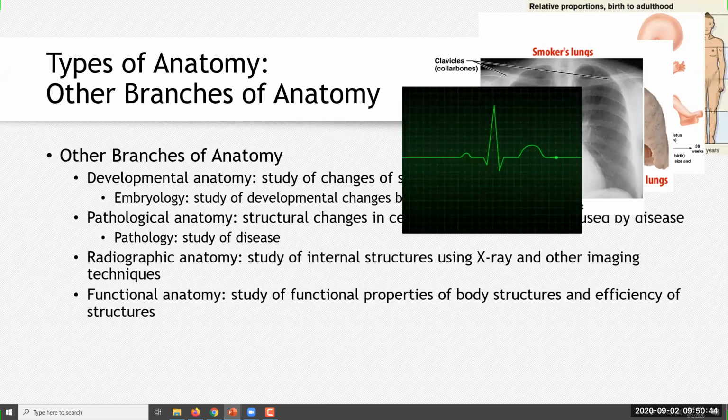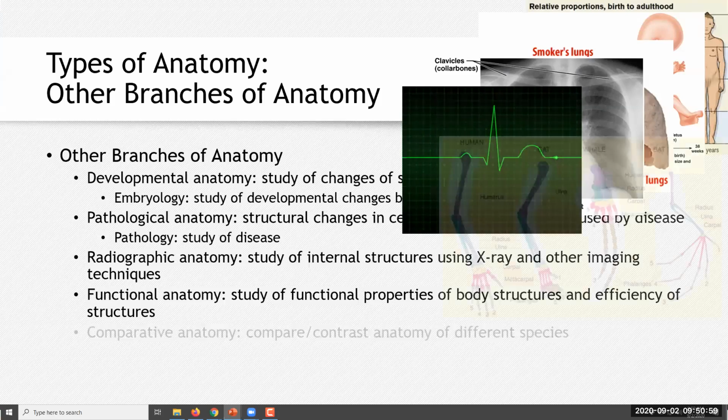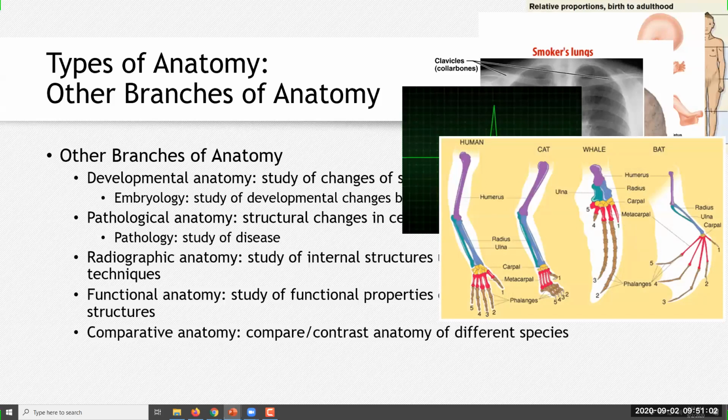Then we have functional anatomy, and once again, remember when we think about the word function, this is more regarding physiology. So we're looking at the functional properties of how the body structures work. And then we have comparative anatomy, and this one is looking at different species and comparing and contrasting those structures with the human, or with each other, depending on which organisms you're comparing.